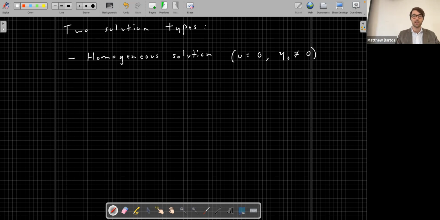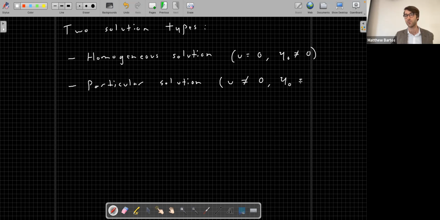Okay, the second solution type is the particular solution. This is the solution corresponding to the particular input to the system u. In this case, our input u is non-zero, and we won't consider the initial conditions. We'll consider the initial conditions essentially to be 0, so they don't factor into this solution. So we have the homogeneous solution corresponding to the initial conditions, and the particular solution corresponding to the input that the system is forced with.